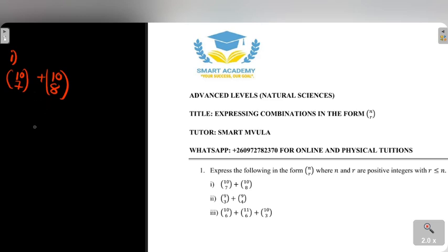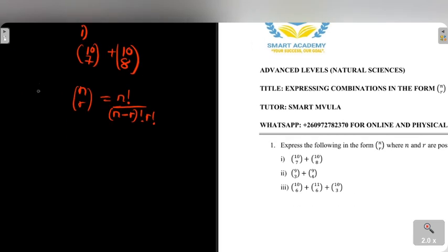Okay, so for us to do that, we're going to say this is 10 factorial. We're going to do it as if we are evaluating, but we are not evaluating. Let me show you the formula that we use. n combine r is equal to n factorial over n minus r factorial, r factorial. So that's the general formula that we use.